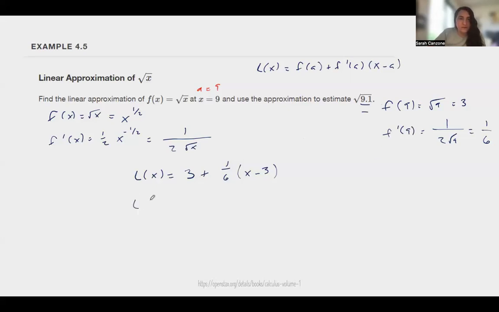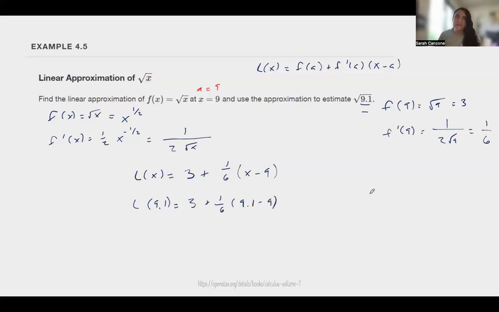So the linear approximation of 9.1 is 3 plus 1/6 times, well, let's see here. I am sorry, I wrote the wrong number here. A is 9, not 3. I wrote f of 9 there to be 3. This is 9. So we have 9.1 minus 9, and then we can just go ahead and solve this.